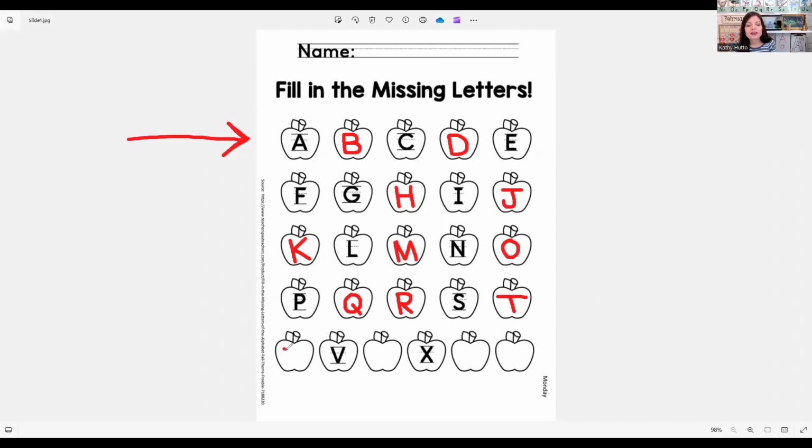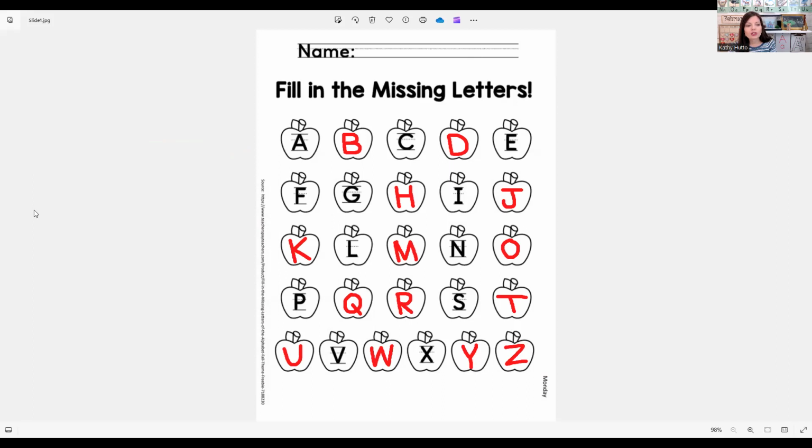And then U, V. Write your letter U. Q, R, S, T, U, V, W, X, Y, and Z. So write your Y and then Z.